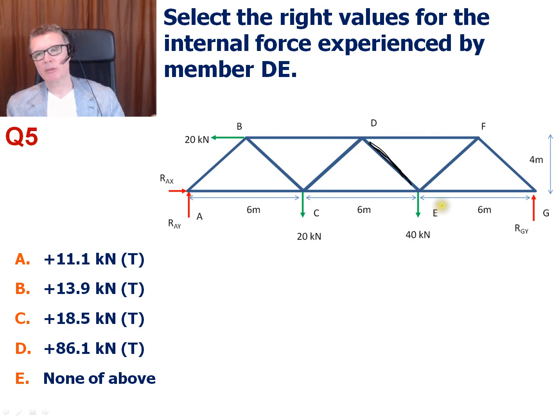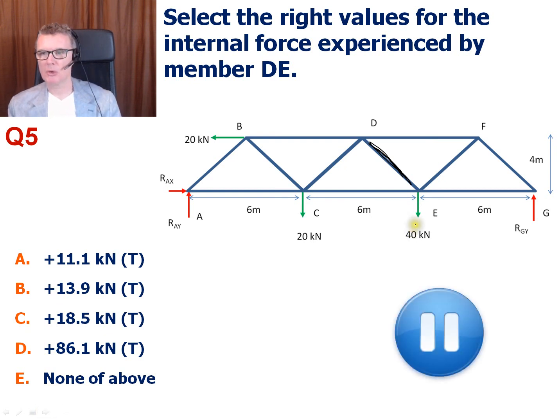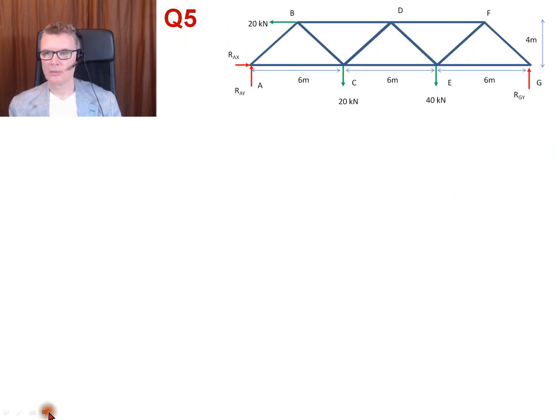So the previous question, obviously method of joints is the way to go. This question, obviously the way to go is method of sections. So one of each type of question you should expect. Pause your video and give it a go with method of sections. Now hopefully you've chosen an answer.